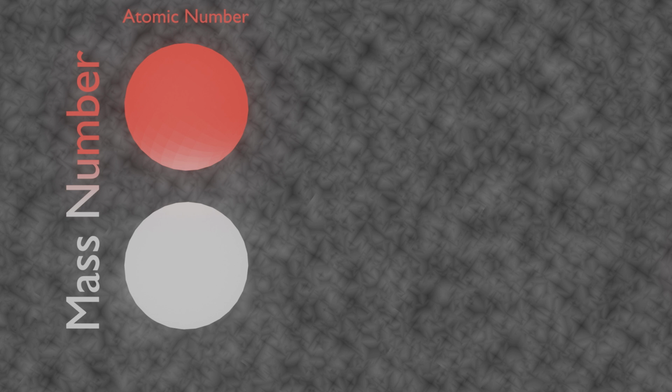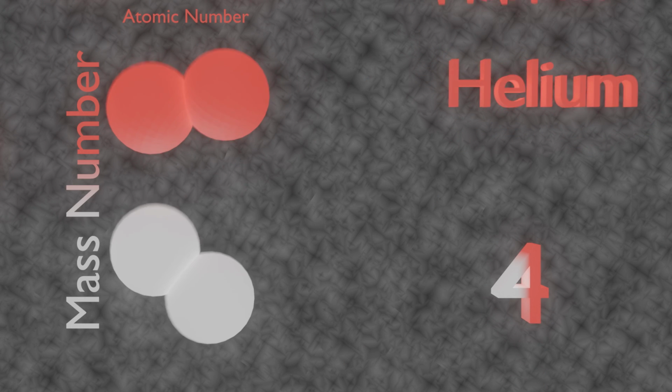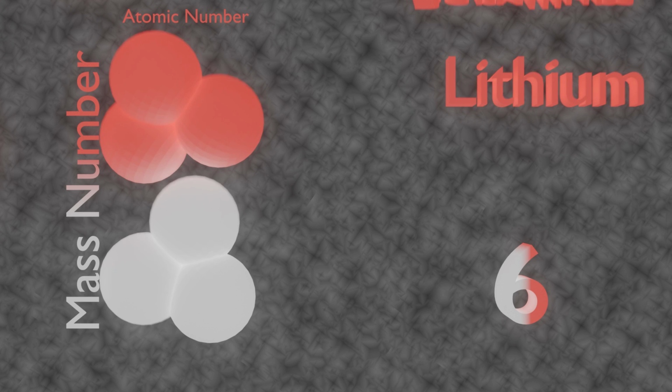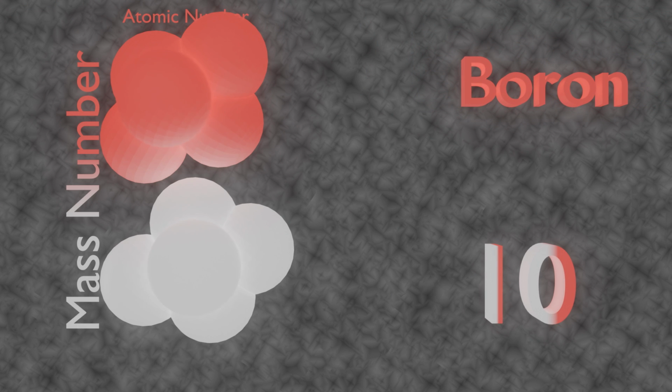So let's revise. We have the atomic number, which is just equal to the number of protons, and then we have the mass number, which is equal to the number of protons plus the number of neutrons. If you change the atomic number, you change the atom, and if you change the mass number, so the different number of neutrons, you change the isotope of an atom. That's what isotopes are, just different amounts of neutrons.